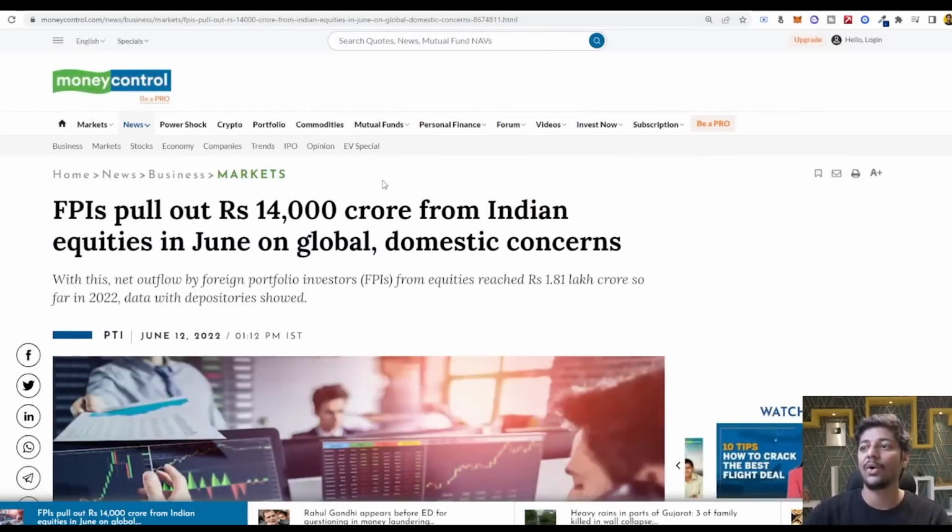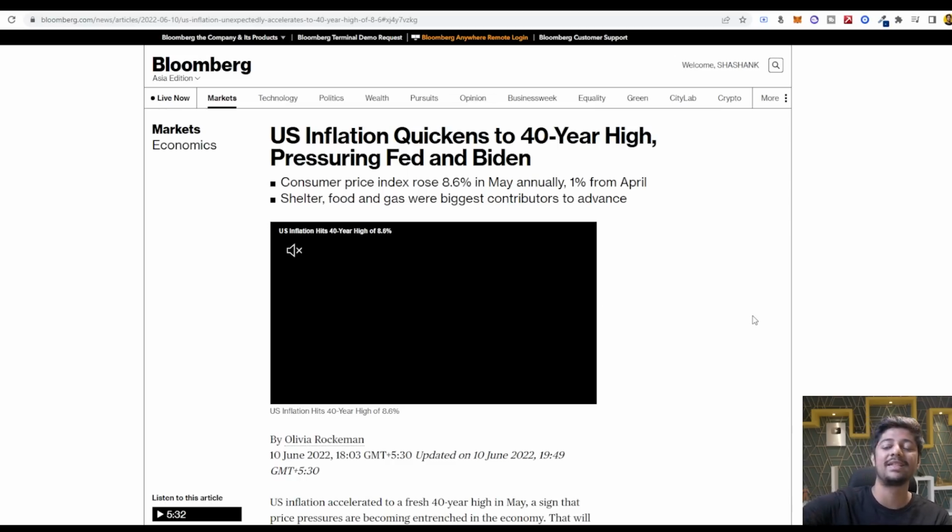But why is this all sparking? We will understand. The main reason why this is all sparking is because the US inflation data came out. The consumer price inflation data of the US came out during the weekend, and that's why I was so scared, because I knew the market was going to fall on Monday.